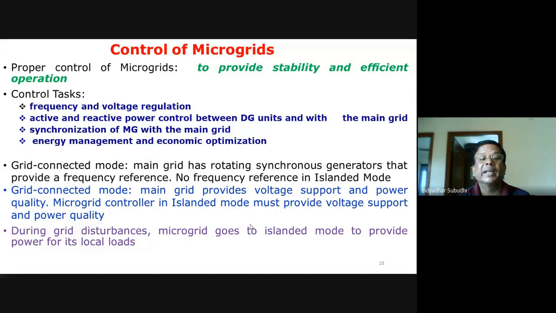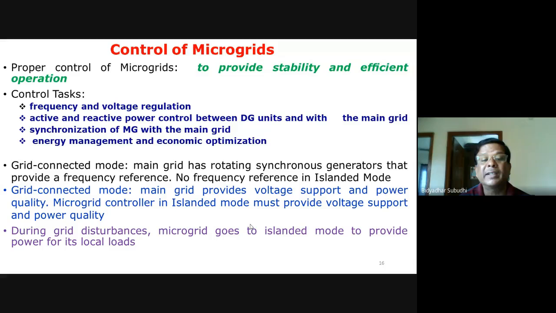So in a grid connected mode, what happens? The main grid has rotating synchronous generators. Therefore, the control becomes easier because the frequency reference is there. But in the case of islanded mode, we don't have a frequency reference there. So there is a challenge here of how to mimic the high rotating inertia, because there is no inertia in the case of renewable sources like PV or fuel cells, etc. Therefore, we need to mimic the high inertia by employing some kind of control there.